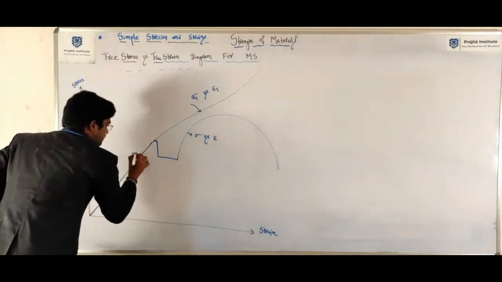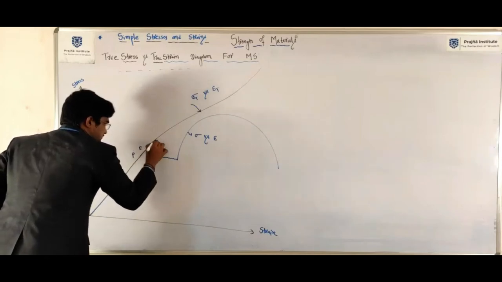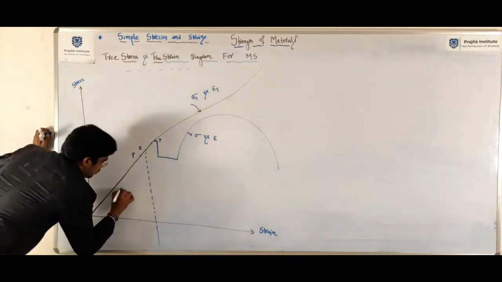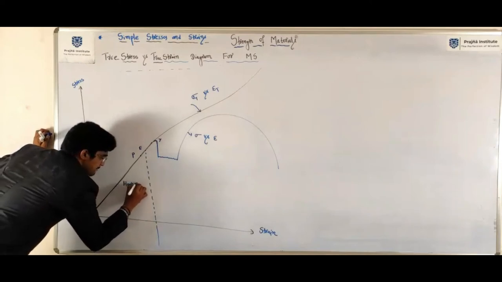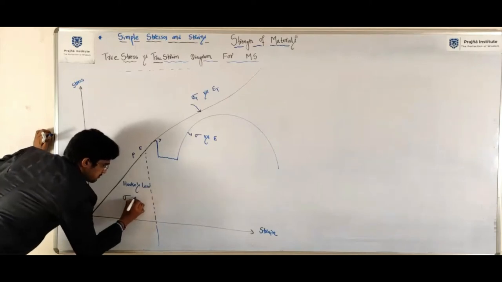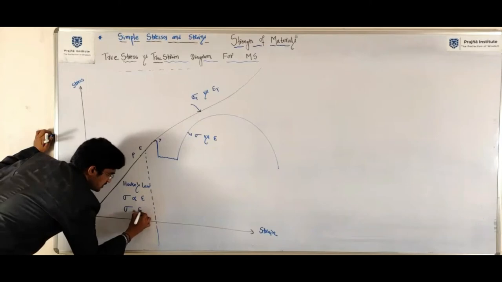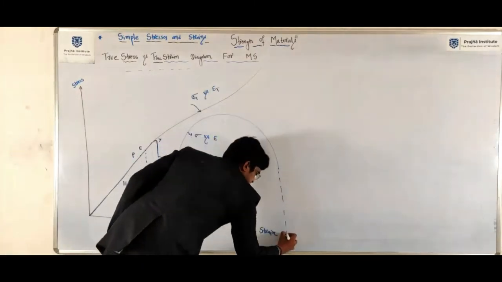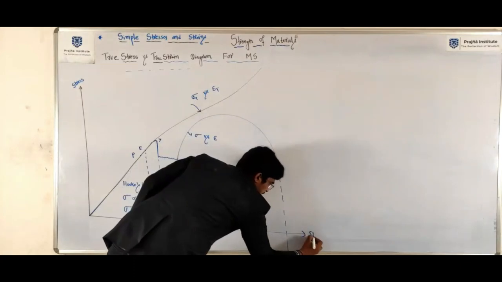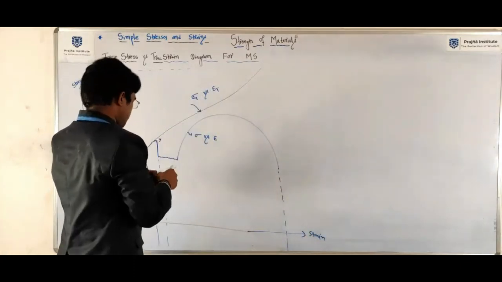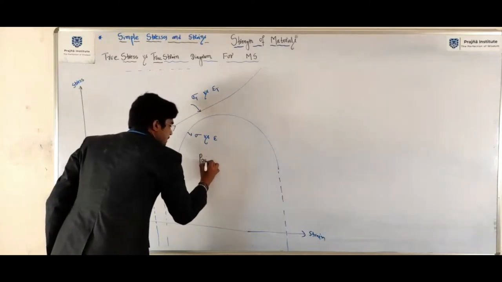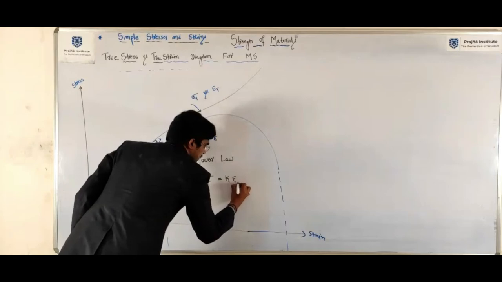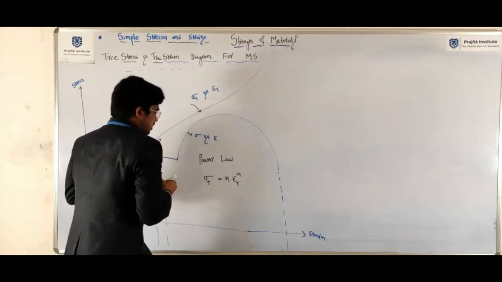Here it is: proportionality limit, elastic limit, yield point. Okay, here Hooke's law is valid. Sigma is directly proportional to epsilon, sigma is equal to E into epsilon. Which law is valid in plastic region? Plastic region, power law. We need to focus on the power law. Sigma T is equal to K into epsilon T whole power N. This is called power law.